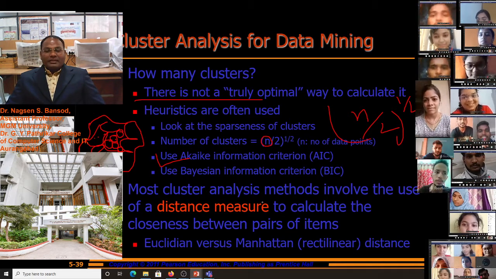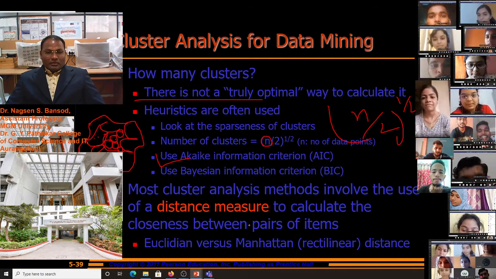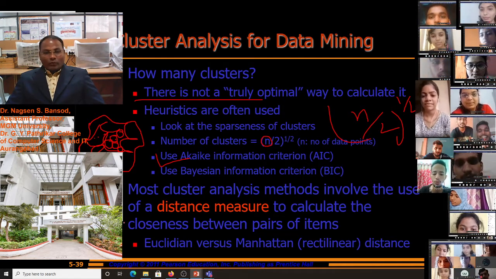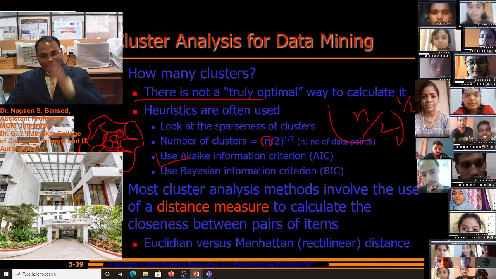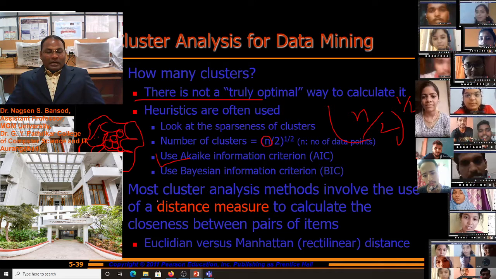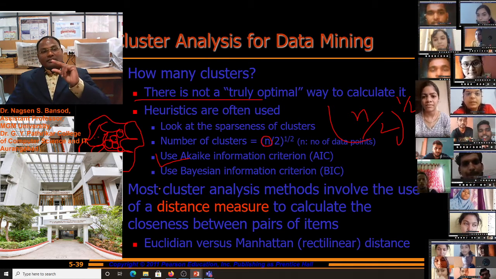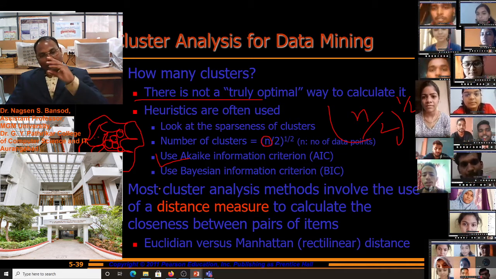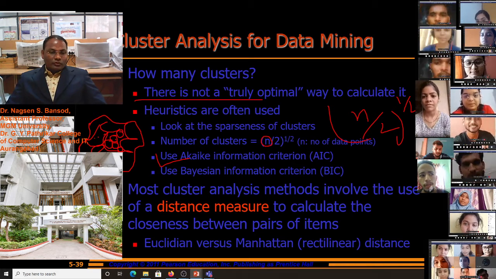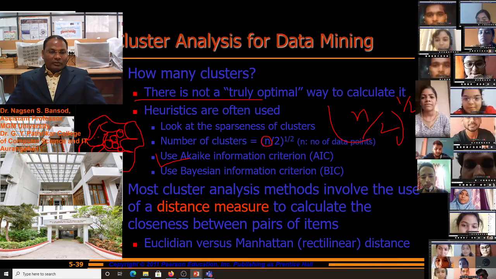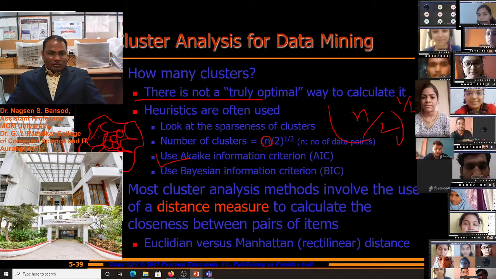Most cluster analysis methods involve the use of distance measure. With the help of distance measure we calculate the closeness between the pair of atoms. In most cases in clustering the distance is calculated, and on the basis of distance their cluster is created. You see, suppose we have temperature values in, suppose, Jalna district.